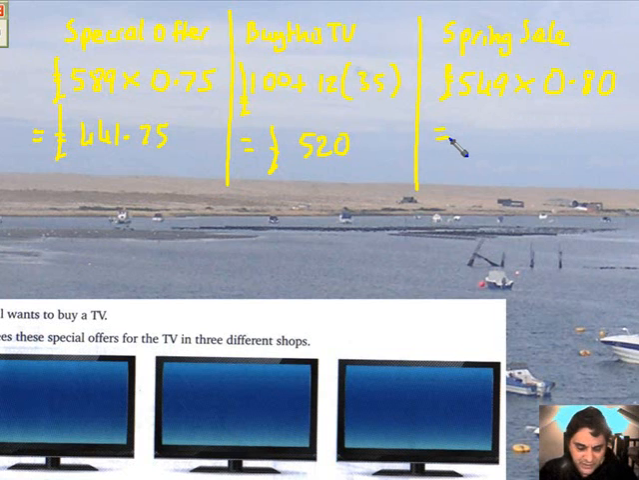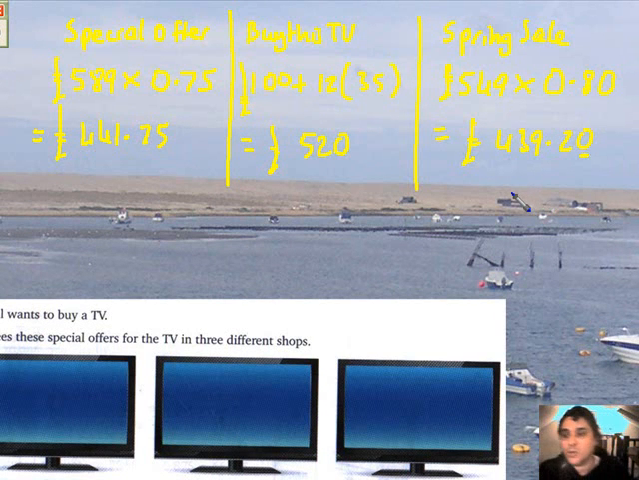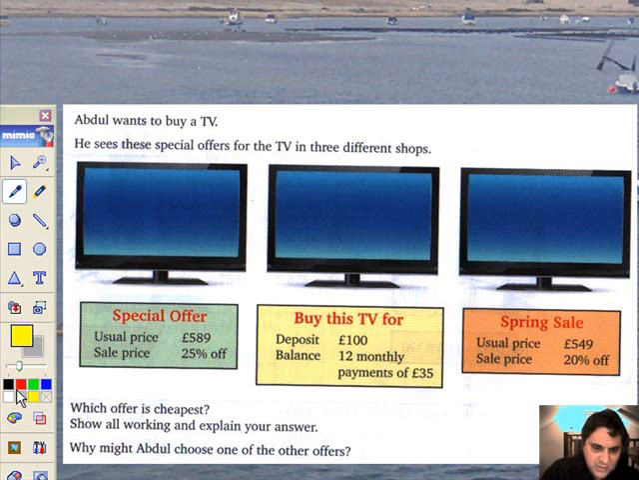That's 20% off, so it's 549 multiplied by 0.8 gives us, I think we have a winner, £432.20. Again, that doesn't show on the calculator. Quality of written communication, you better put it in there or lose a mark. Okay, so that's it. So the best deal is, the best buy is the spring sale, and let's write it in black now. So here we have the cheapest, put the word cheapest there.